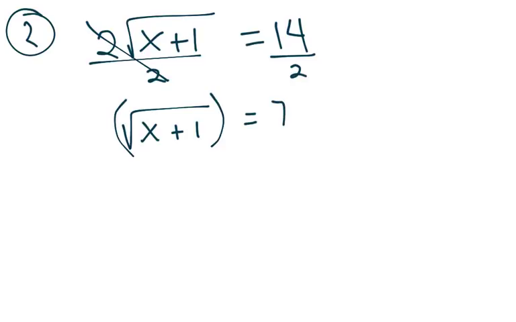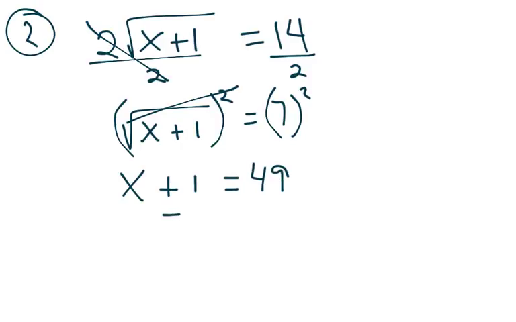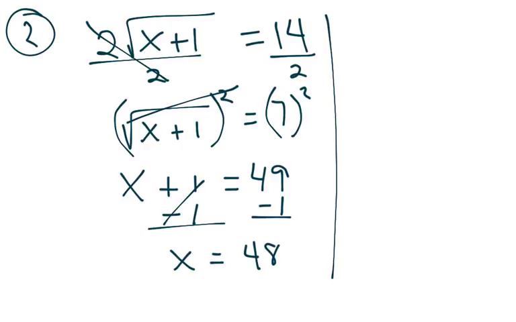I am doing step 2 now to get rid of my radical sign. So x plus 1, because remember those cancel each other out, equals 49. Nice simple equation now. X equals 48. But now we have to check it.